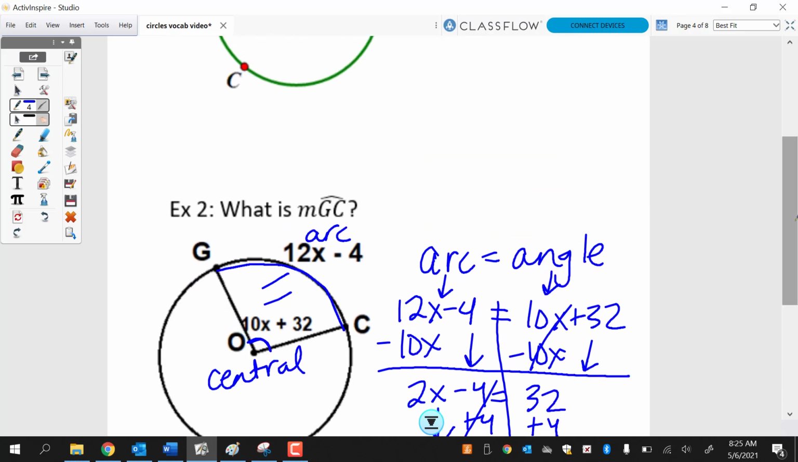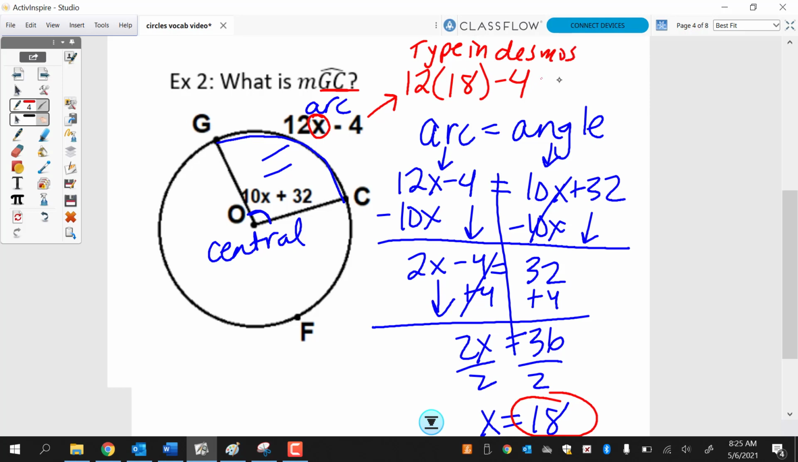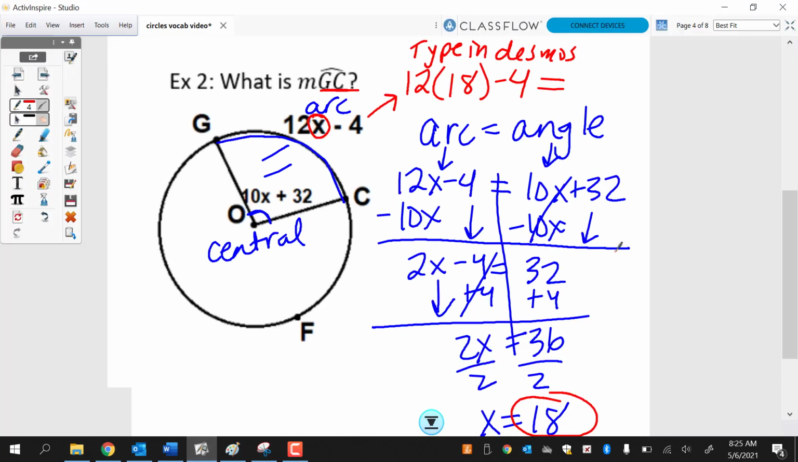But wait, it said, what is the measure of the arc? So I need to plug my x back in. So I'm going to plug 18 in. Where am I plugging it in? To the arc. This guy right here. So 12 times 18 minus 4. And we would type in Desmos. Okay. Here we go. 12 times 18 minus 4 is 212.